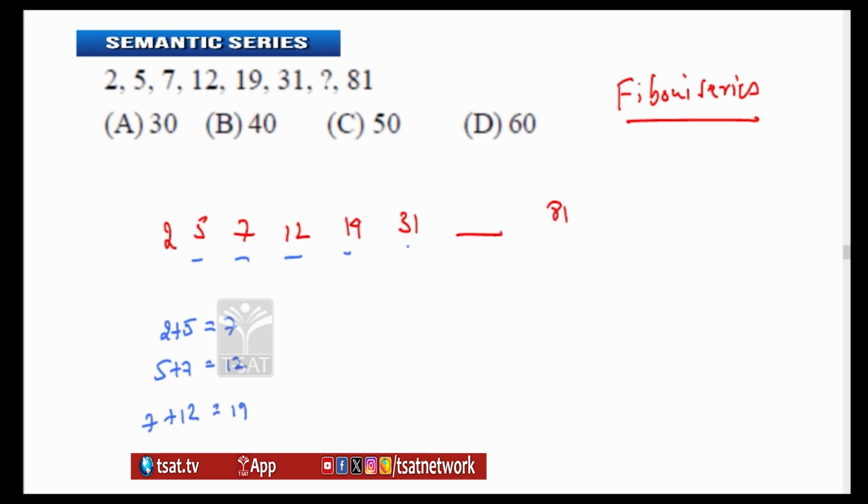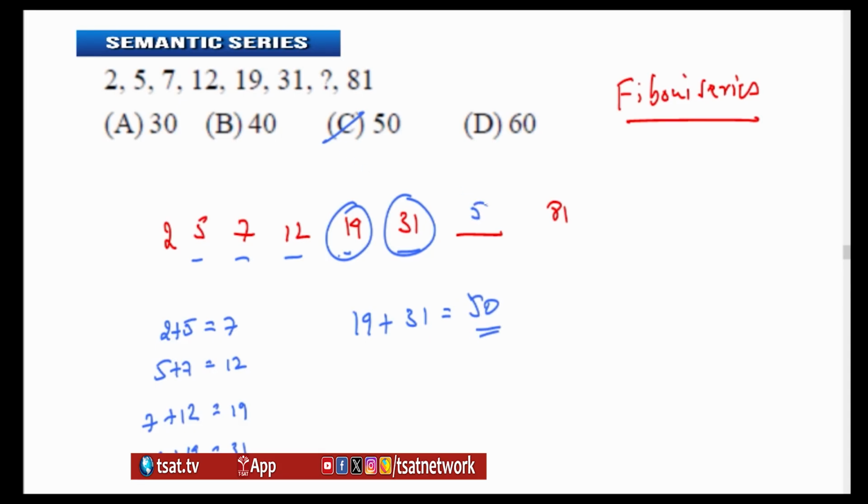Again to get 31, we need to add 12 plus 19, we will get 31. In the similar way, to get the answer, we need to add 19 and 31. If you add 19 plus 31, you will get the answer as 50. So your answer is C. So now your answer is 50.